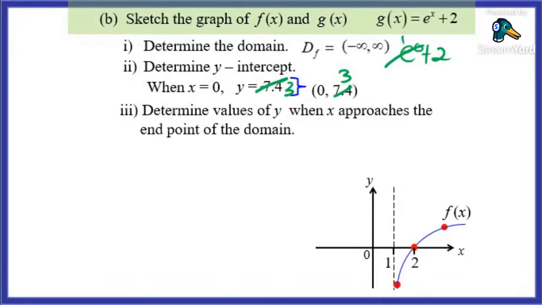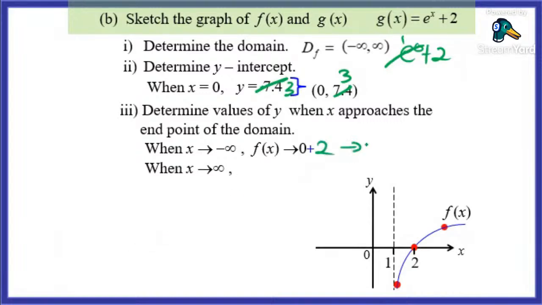Determine the value of y when x approaches the endpoint of the domain. Okay. So when x approaches negative infinity, y approaches e to the power of negative infinity, which is 0. 0 plus 2 is 2. Then when x approaches infinity, y approaches e to the power of infinity plus 2, and infinity plus 2 is infinity. Okay, we have the points negative infinity to 2, and infinity to infinity.